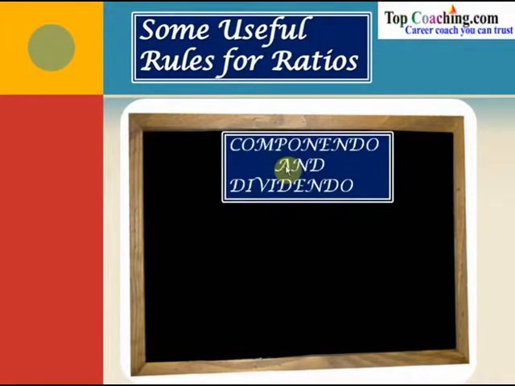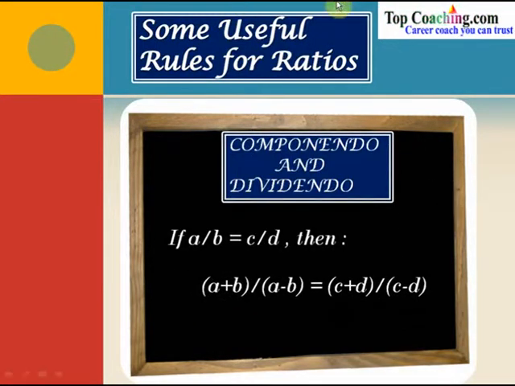Componendo and dividendo is a combination of componendo and dividendo. So it says that if A by B is equal to C by D, then A plus B divided by A minus B is equal to C plus D divided by C minus D.